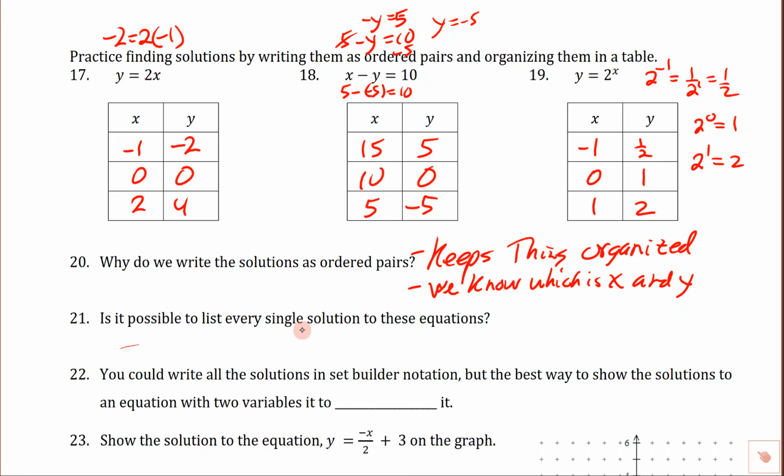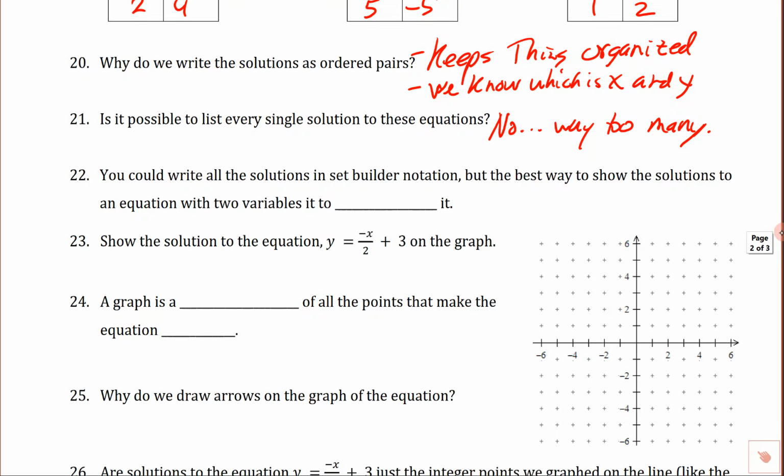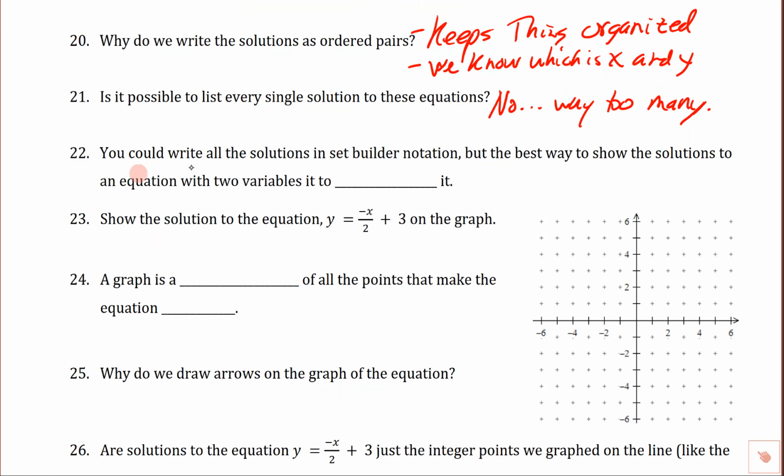Now, is it possible to list every single solution to those equations? Well, like we said on the previous page, there's an infinite number of solutions to these. So there's no way we could do that. There are way too many answers to write solutions to all of those. This brings up an idea that you should be familiar with. We could write down all the solutions in what's called set builder notation. So we could write something like that, but that's kind of a pain.